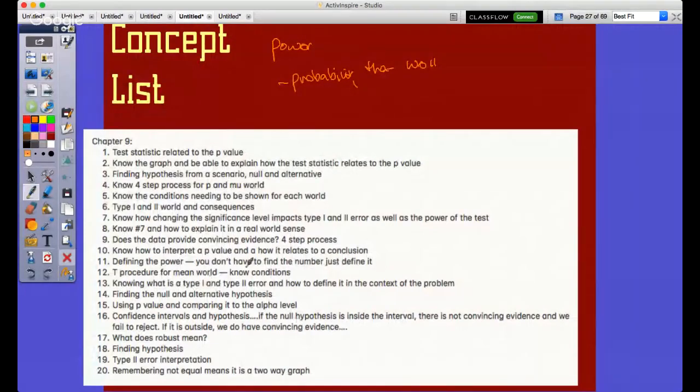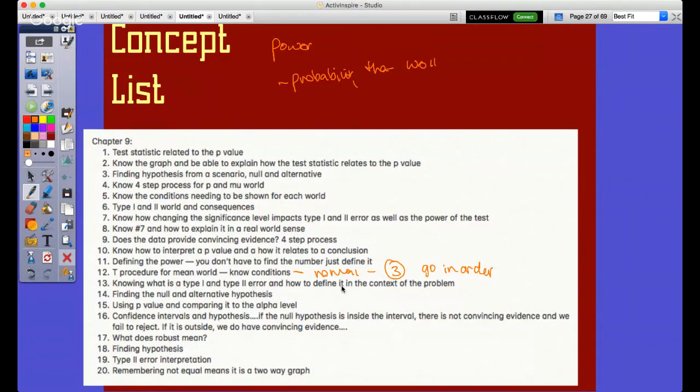Okay. Don't have to find that T procedure for mean world. No conditions. Yeah, I know that. Right. 3 conditions. Know the normal here. Make sure that you know all 3 and we go in order. Right. And only one needs to be met. Just a heads up there.